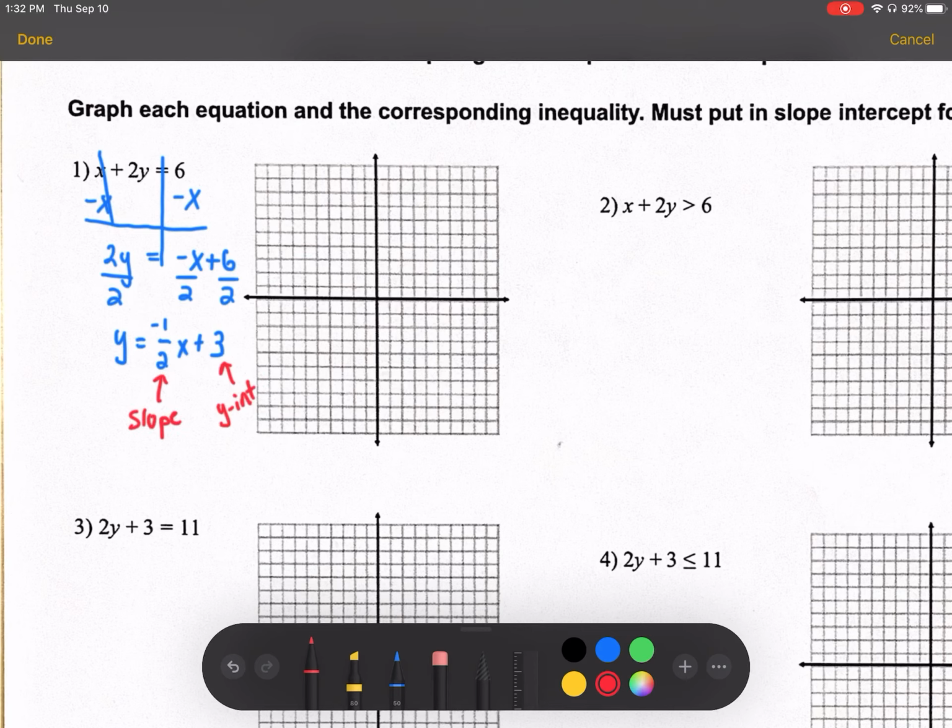So first of all, I'll go to my y-intercept, so x-axis, y-axis. And a y-intercept is the place where my graph is crossing the y-axis. So we're going to cross the y-axis at 3. We'll put a dot on 3 on the y-intercept. Then from there, we're going to use our slope. Slope is rise over run.